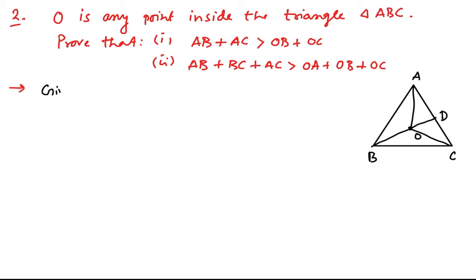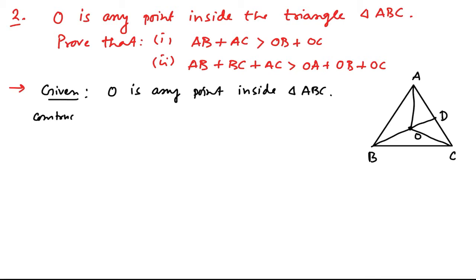Therefore, first the given part. What is the given part? O is any point inside triangle ABC. This is the given part, right?